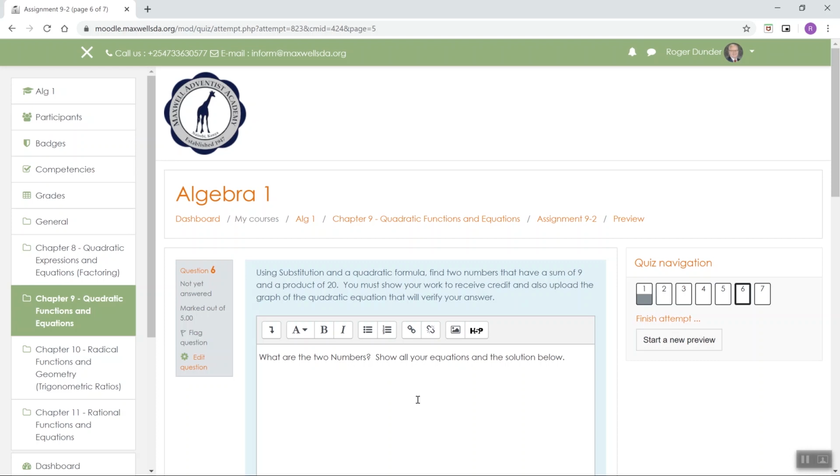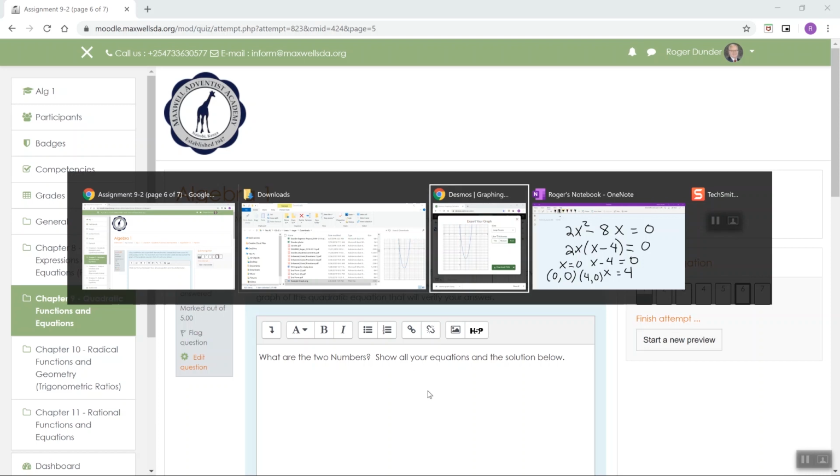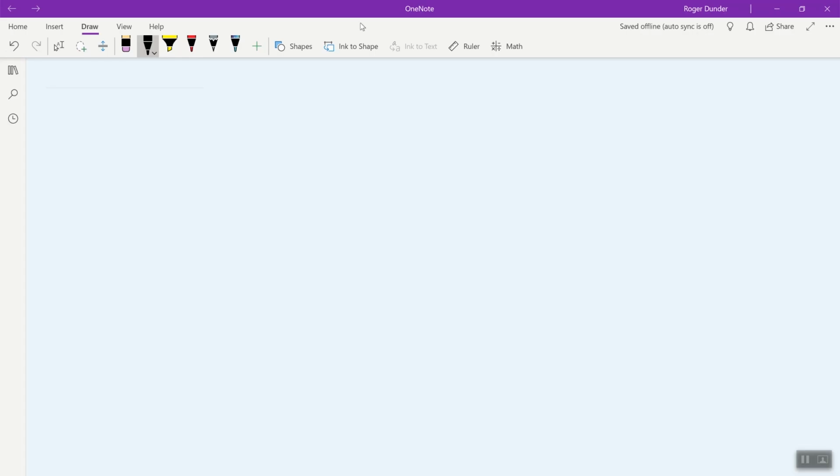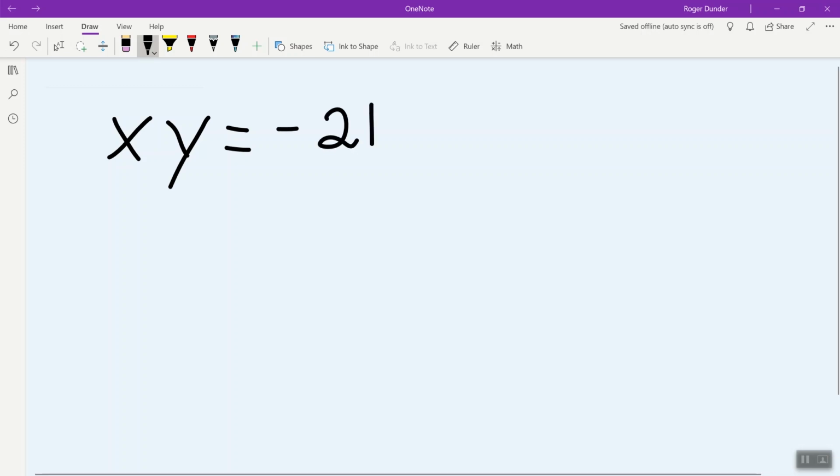So let's say that we have two numbers, and I'm going to go back to OneNote now so I can solve this over here. We want to have two numbers that when we multiply them together, x times y, we want the product to be equal to negative 21. Then we want the sum of the two numbers, x plus y, to be equal to negative 4. Okay? Now, this problem is actually a little bit harder than the one that I've assigned to you, though it's solved in the very same way.